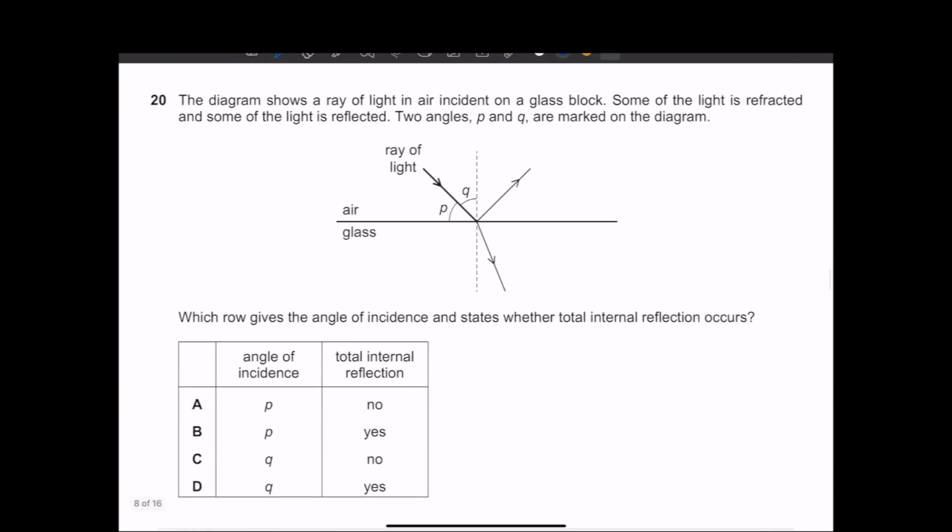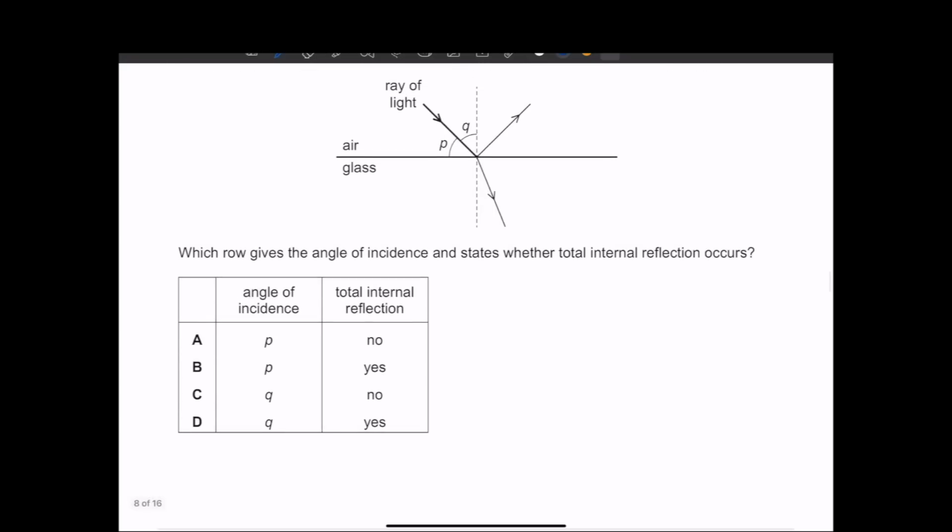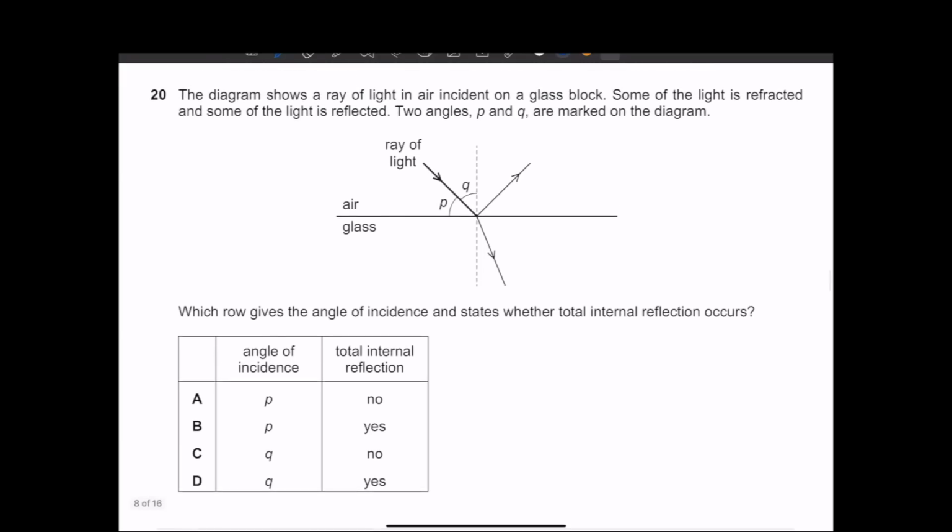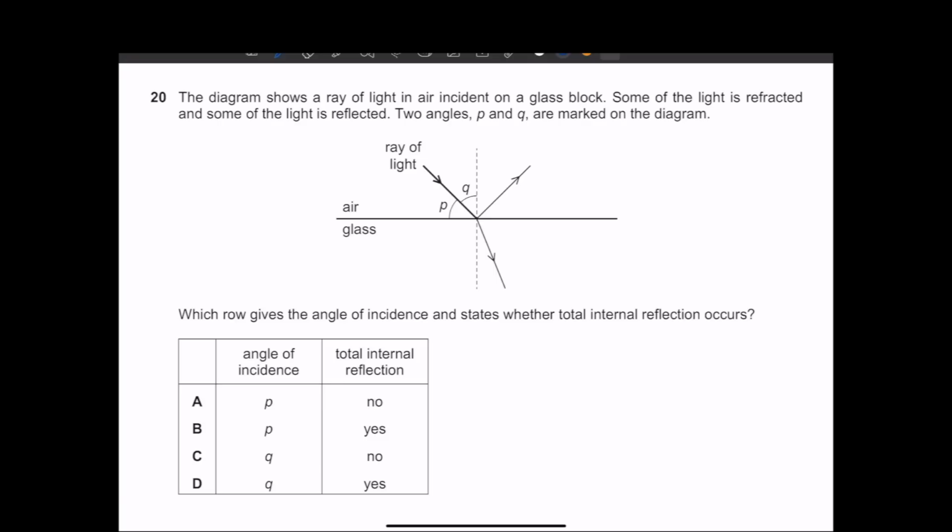In question 20, the diagram shows a ray of light in air incident on a glass block. Some of the light is refracted and some of the light is reflected. Two angles P and Q are marked on the diagram, as we can see here. Which row gives the angle of incidence and states whether total internal reflection occurs? Once some rays get inside the glass medium, it means there is no total internal reflection here, because there is a reflection, but it is not total. So I'm going to highlight here the easy one for me: no, there is no total internal reflection.